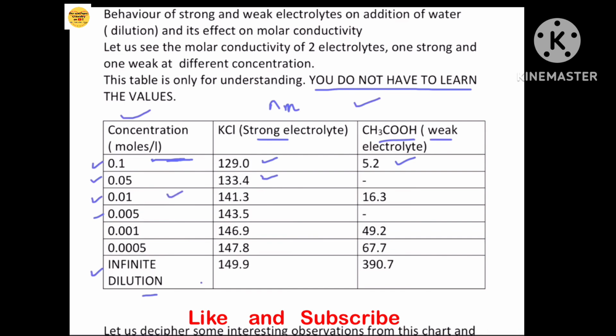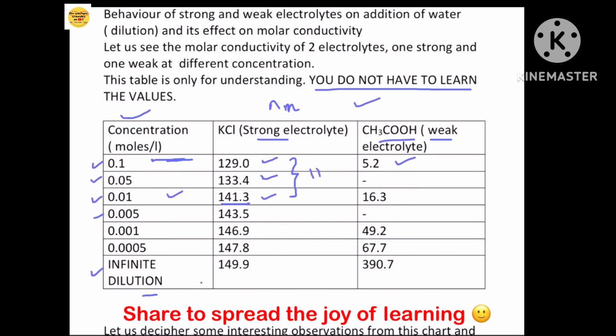Go on, 0.01, the molar conductivity increases further. Now, if you compare the increase in molar conductivity of KCl, so it's 141 minus 129, the conductivity increases by just 11.3. On the other hand, for acetic acid, the molar conductivity becomes almost 3 times. Go on further. The molar conductivity is increasing in small steps as we keep diluting the solution till it reaches a limiting value of 149.9. That means beyond this there is no increase in the molar conductivity.